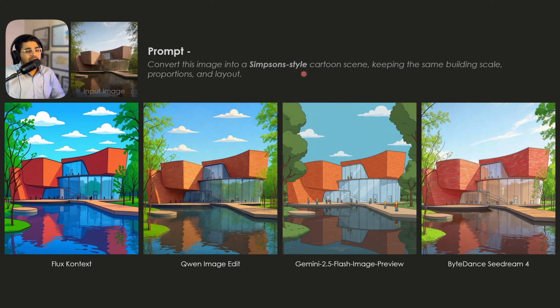In this case, we are going to give the win to NanoBanana because of how the character looks similar to the Simpsons cartoon movie. The rest three did not do a really good job. I did like the output from FluxKontext. Qwen and Seedream didn't do a good job in this case.